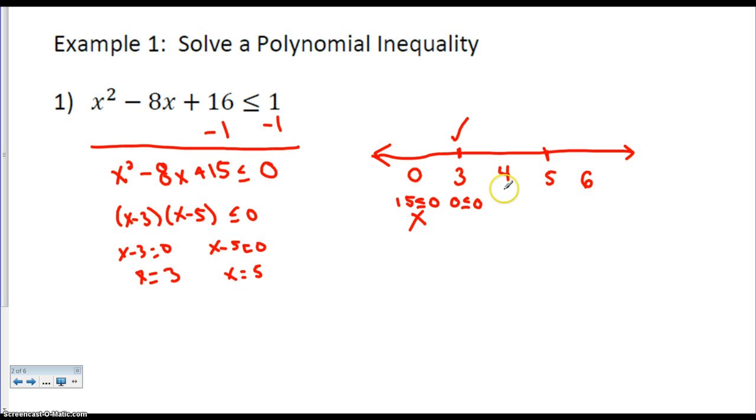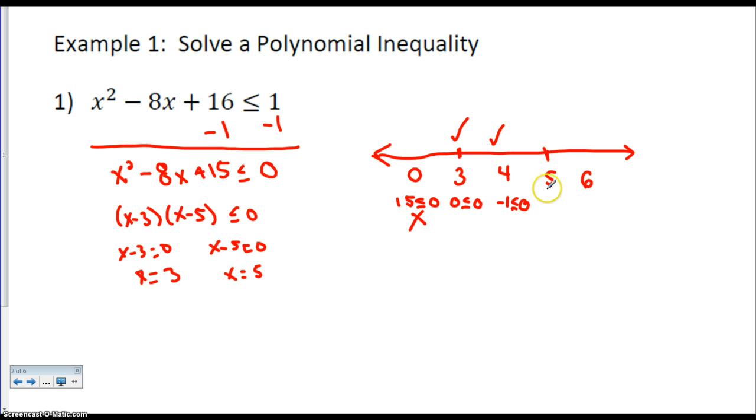So what I want to do is plug 4 into this inequality. And when I plugged 4 into this inequality, I got negative 1. Is negative 1 smaller than or equal to 0? Yes. So I know the values between 3 and 5, any value between 3 and 5, is true. So the next thing I want to do is plug 5 into this inequality right here.